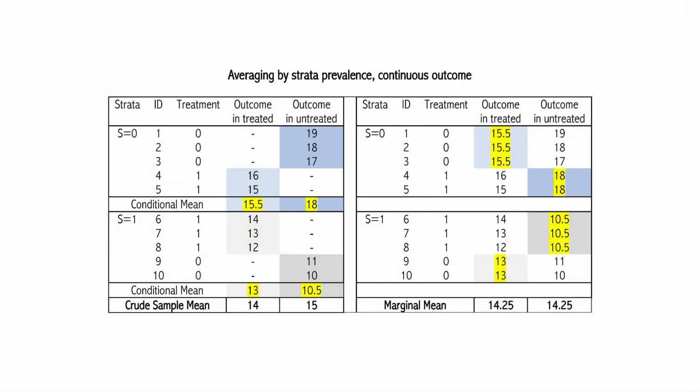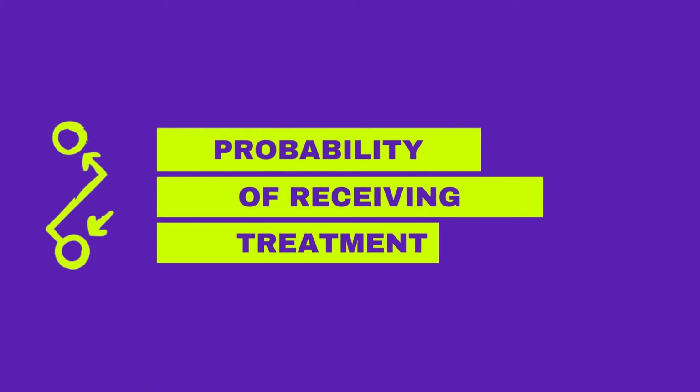You can think of it as assigning one of the 4 conditional means to units in each strata and treatment group. For instance, potential outcome of the treated would be 15.5 for units 1, 2, and 3, and 13 for units 9 and 10. Then marginal mean in treated is an average of these 10 outcomes. For the untreated, potential outcome would be 18 for units 4 and 5, and then 0.5 for units 6, 7, and 8. And the marginal mean is an average over all units. As the right table shows, we counterfactually assign the expected potential outcome for the study group to each unit in its stratum. This is stratification with averaging by strata prevalence.